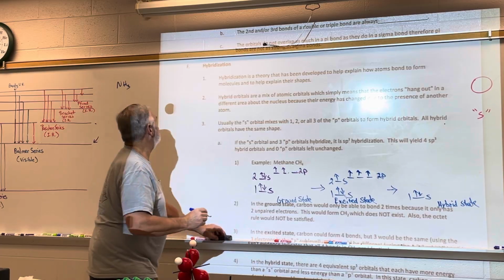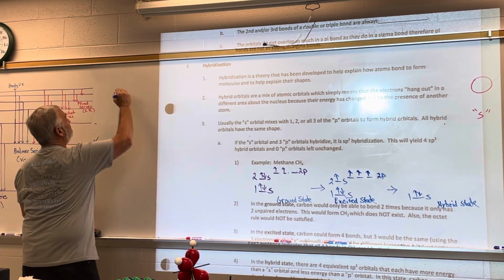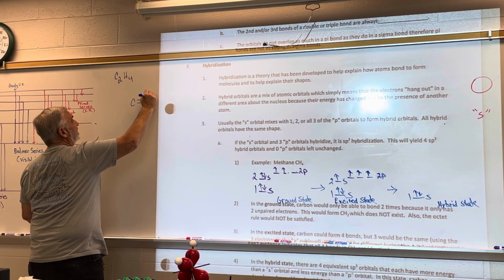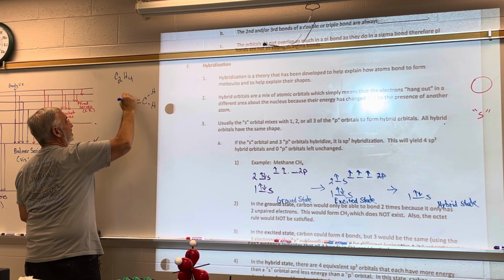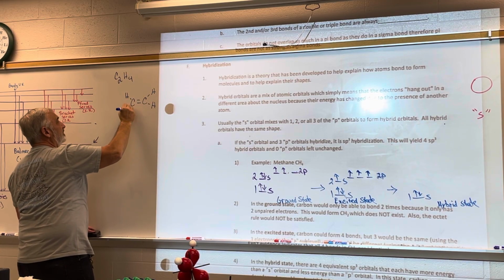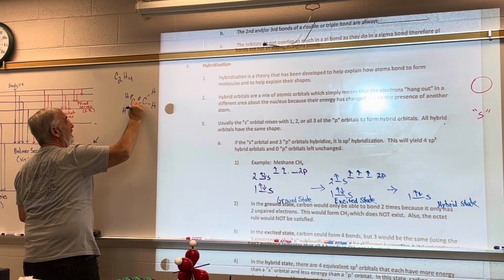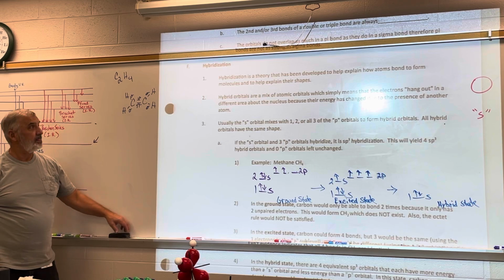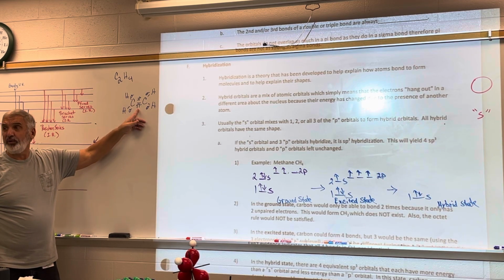Okay, let's just say I want to make C2H4. When I do the Lewis dot structure, it looks like this. So it's sigma, sigma, sigma, pi, sigma, sigma. A pi bond, what's the only type of orbital that can form a pi bond? P. Hybridized orbitals do not form pi bonds.